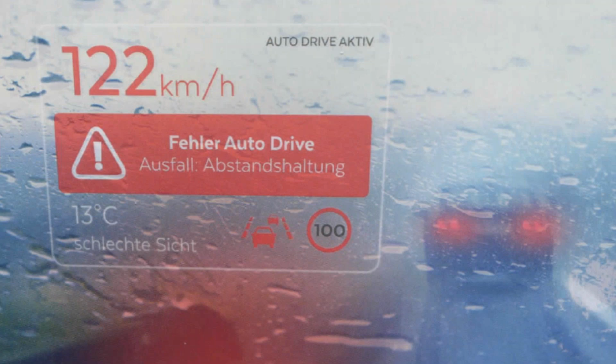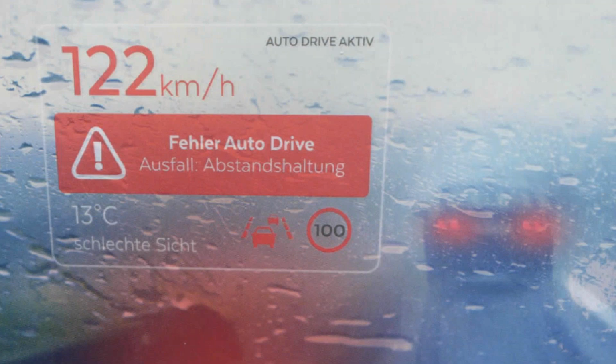It says "Fehler Autodrive, Ausfallabstandswarnung", which basically means a bug in the auto drive, failure of the distance regulation. I mean, this is the core information that you need. There is a serious failure.